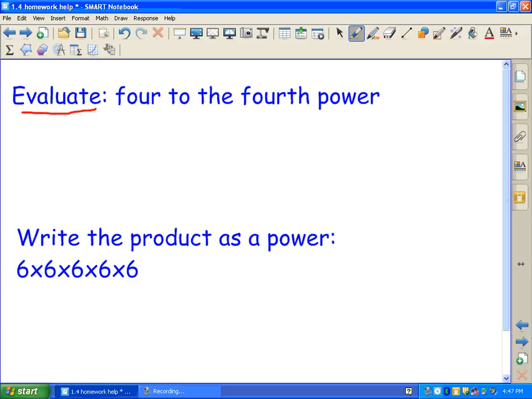Now, we can do different things. Anytime we see the word evaluate, that tells us to find the answer. So, in other words, 4 to the fourth power would be written like this, and it would mean 4 times 4 times 4 times 4. And if I'm asked to evaluate this, that means I have to actually multiply these all together. So I know that 4 times 4 is 16, and so that is also 16. And I know that 16 times 16 is 256. So 4 to the fourth power, when I evaluate it, I will get 256.